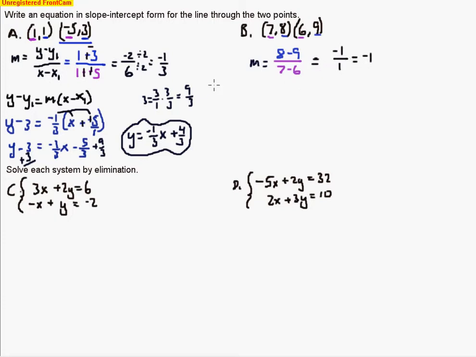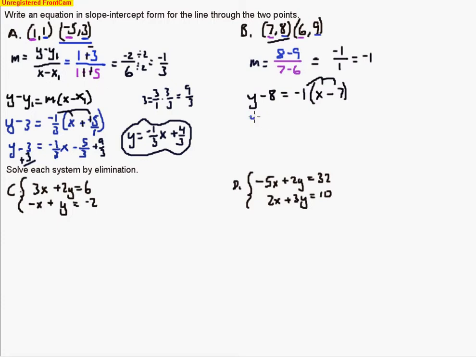That makes negative 1. So all you're going to do is take one of the points. Let's take this point here, 7, 8, and put it in that point slope formula. It goes y minus 8 equals negative 1 times x minus 7. And so from there, you just distribute that negative 1 over that subtraction. So let's see what we get when we do that.